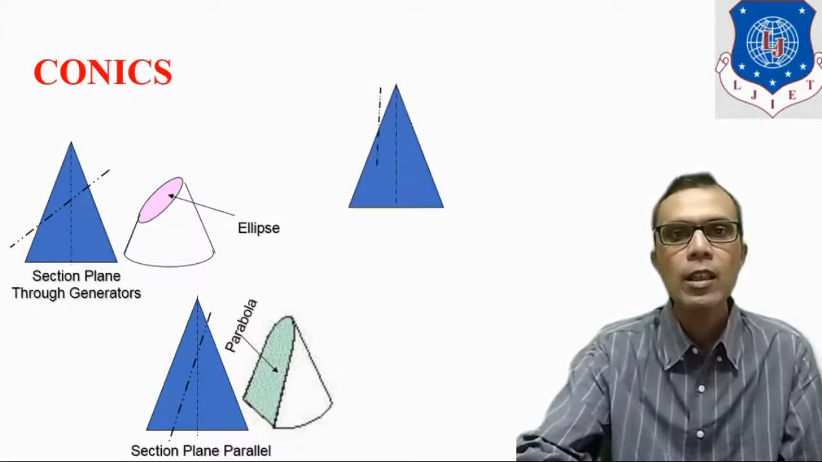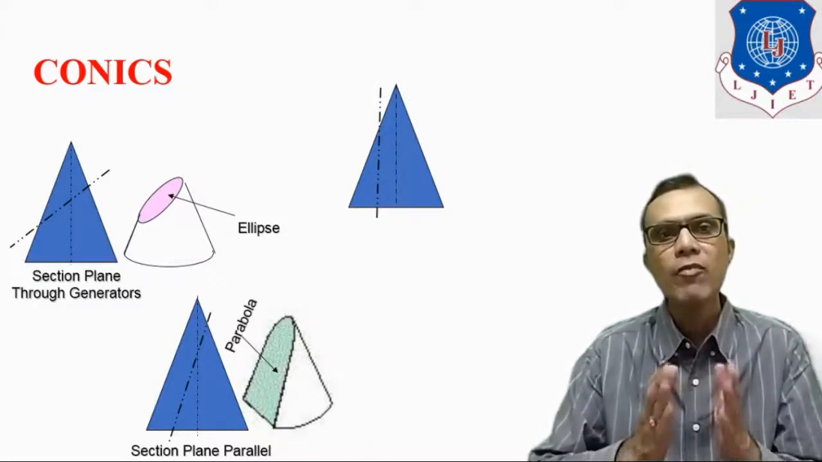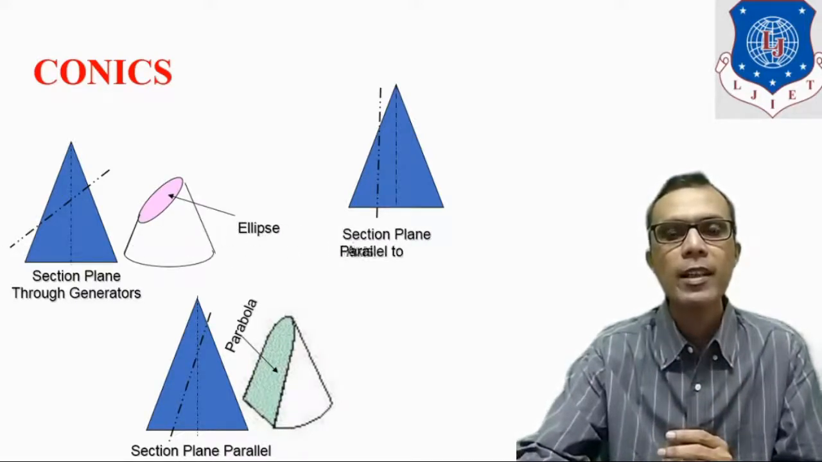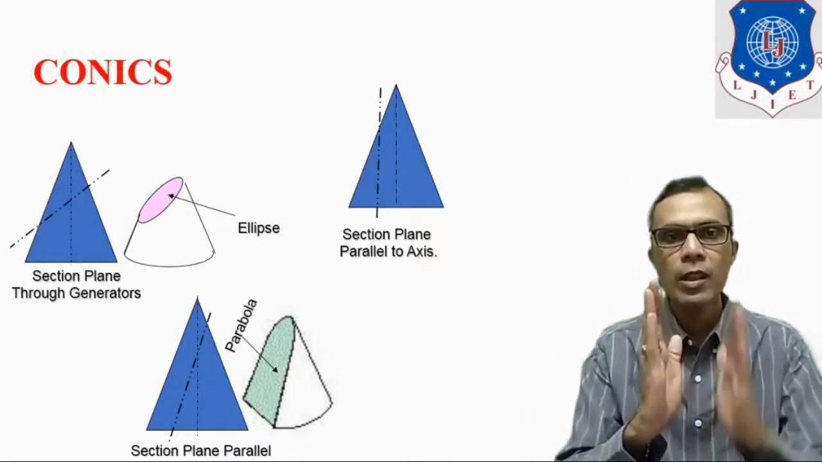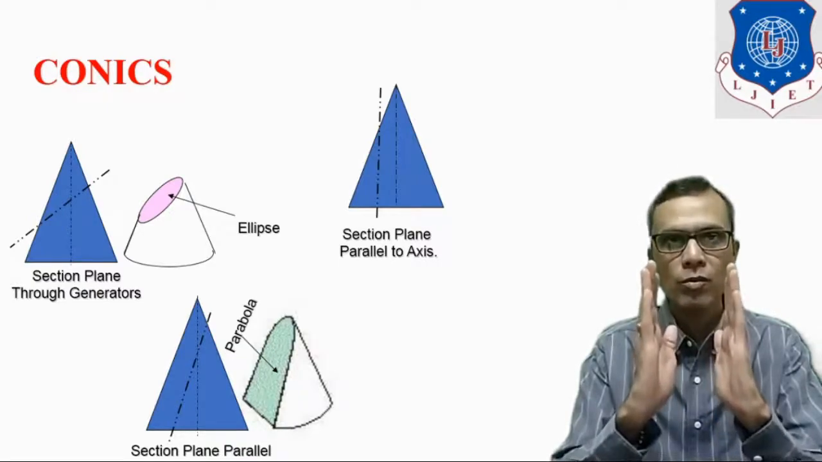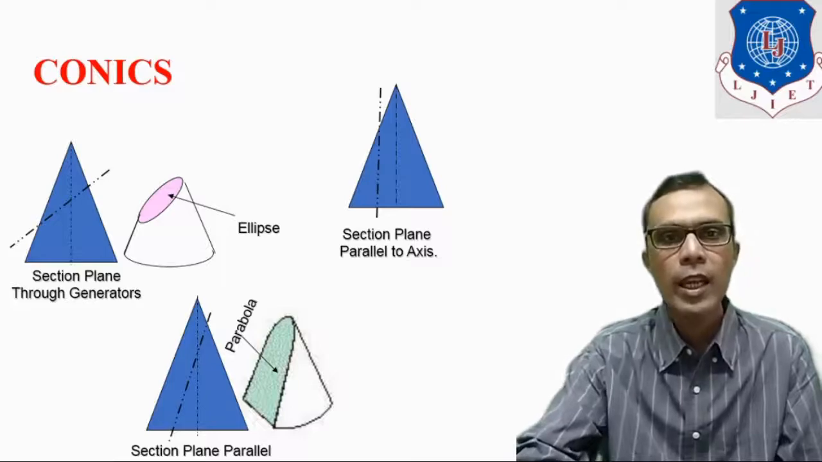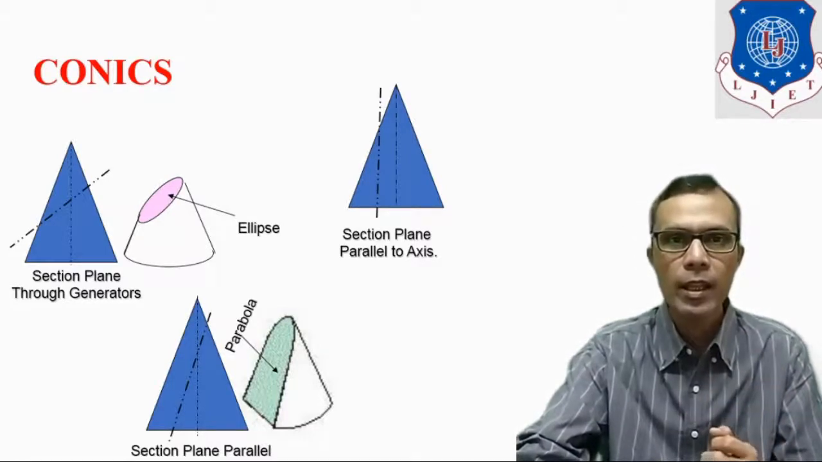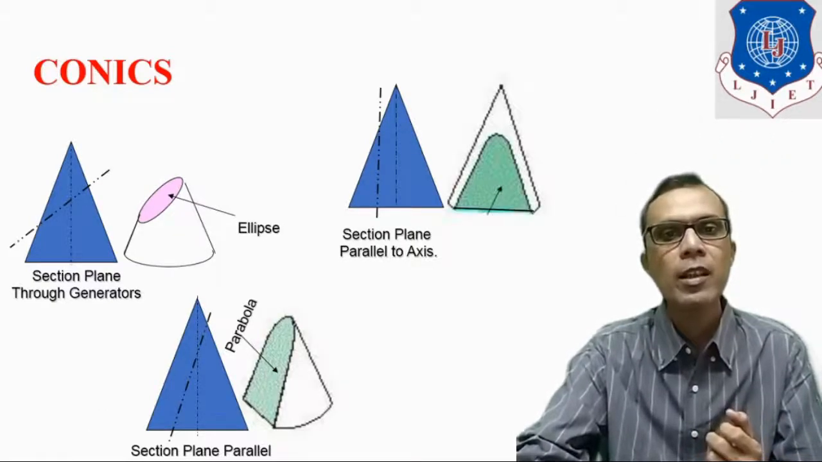Now again let us change the position of the cutting plane. You can see the position of the cutting plane. The cutting plane is exactly parallel with the axis of the cone. Here is the axis of the cone and here is the position of the cutting plane. So the cutting plane is parallel to the axis of the cone. If in this position it is cut by a cutting plane and the smaller part is removed, then the remaining section is a hyperbola.